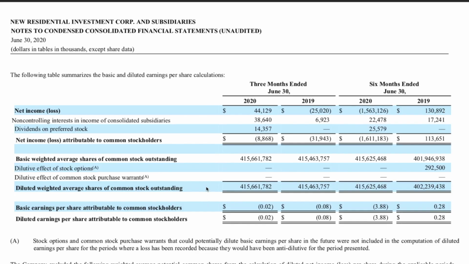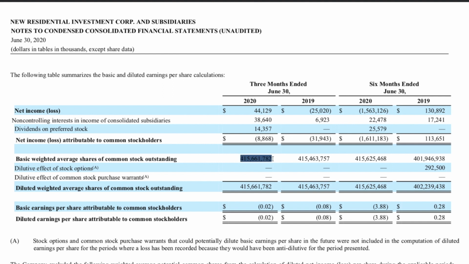Now, the last page I just want to highlight out of the statement is page 65, where it has the following table, which summarizes basic and diluted earnings per share. So here's where I was saying there is actually a negative number. But you can see from the net income minus the non-controlling interests and all the dividends, there is a negative net income here in 2020 for the last quarter.